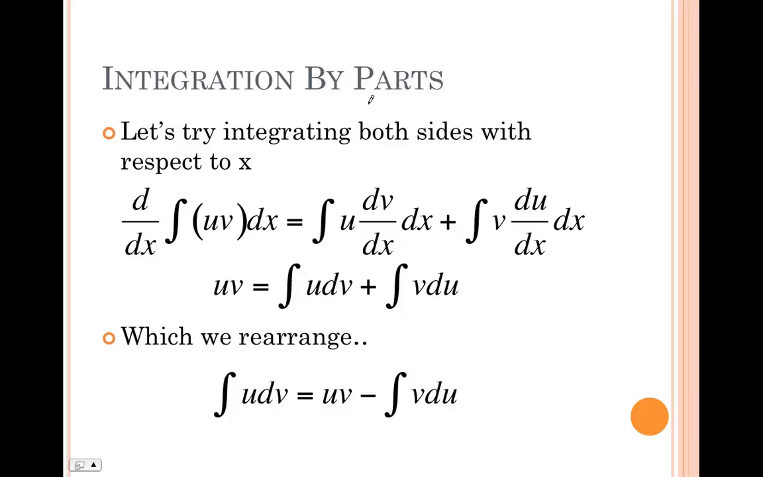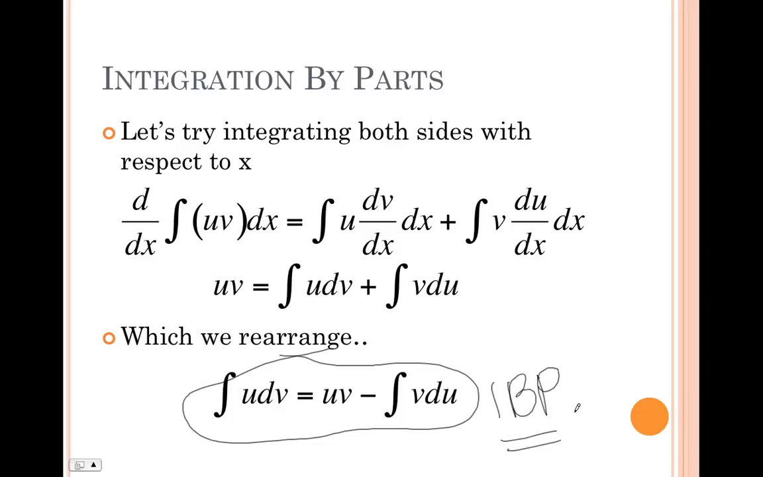All right, you do not need to be able to go through that entire derivation, but we do need to know this. The integral of u dv is equal to u times v minus the integral of v du. This is integration by parts, which I'll abbreviate as IBP. And I'm going to show you how to use this formula in just a second.